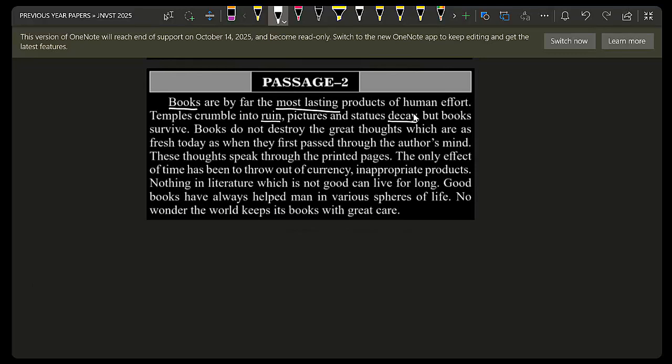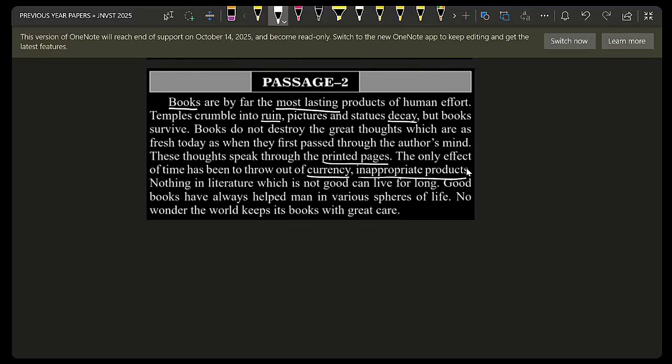These thoughts speak through the printed pages. So through the printed pages, they are carrying over for long years. The only effect of time has been to throw out of currency inappropriate products. So currency and inappropriate products are also experiencing the decay of time.